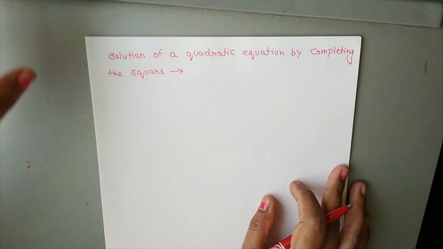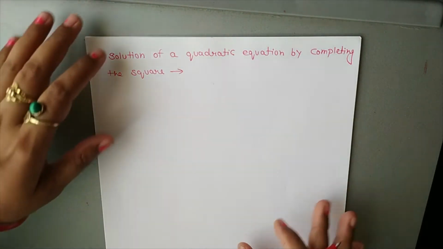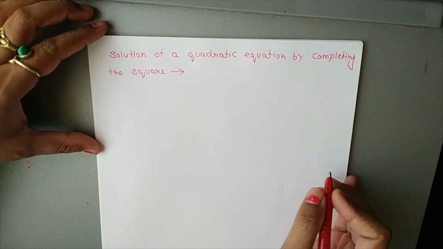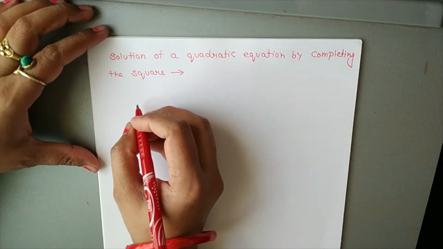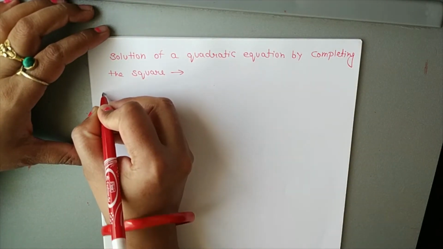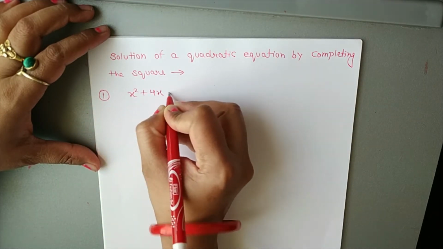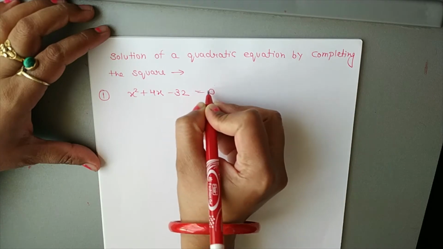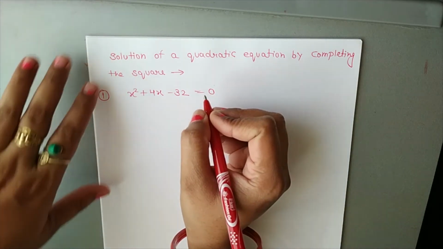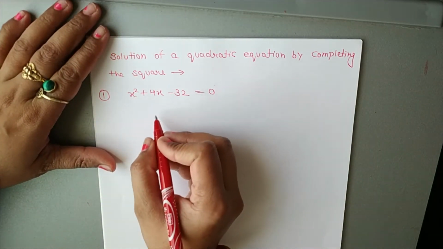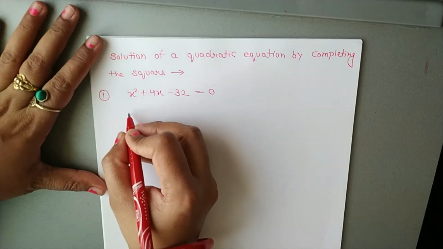In this video, we will discuss solution of a quadratic equation by completing the square. Suppose I have this question: x square plus 4x minus 32 is equal to 0. Now we have to make it a complete square. So how can we make it?